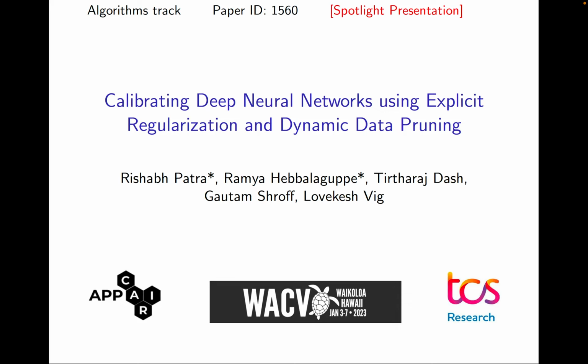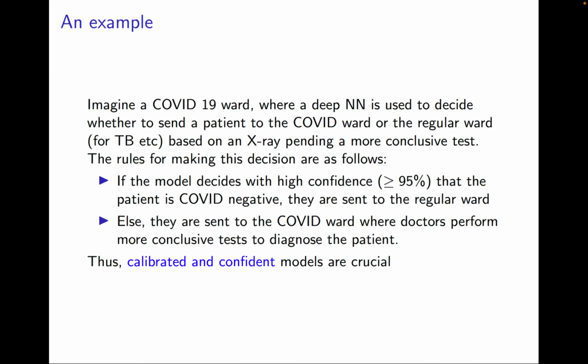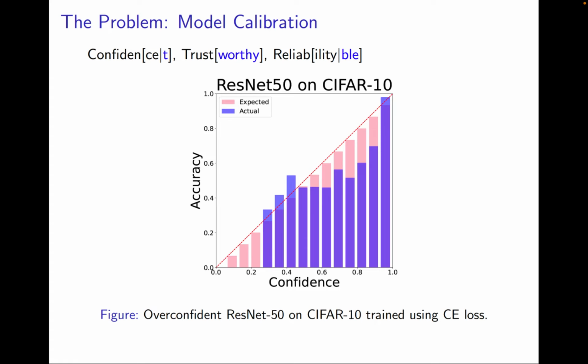I am an undergrad at BITS and I'll be presenting this paper titled Calibrating Deep Neural Networks Using Explicit Regularization and Dynamic Data Pruning. So to motivate this problem, I'd like you to imagine a COVID-19 ward where we use a deep neural network to decide whether a patient goes to the COVID ward or a regular ward, just based on an X-ray. If the model decides with high confidence, that is greater than 95%, that the patient is COVID negative, they are sent to the regular ward, else they are sent to a COVID ward where doctors perform more conclusive tests. Here, calibrated and confident models are very crucial.